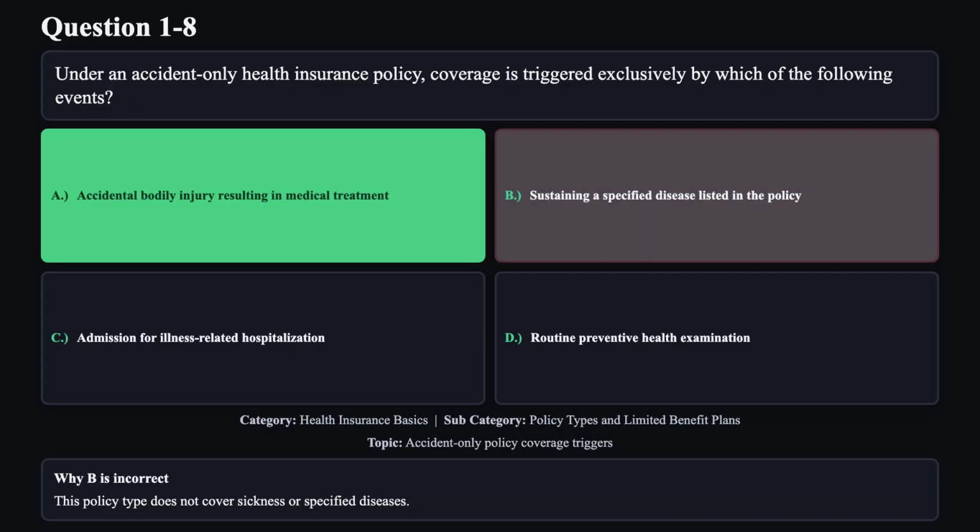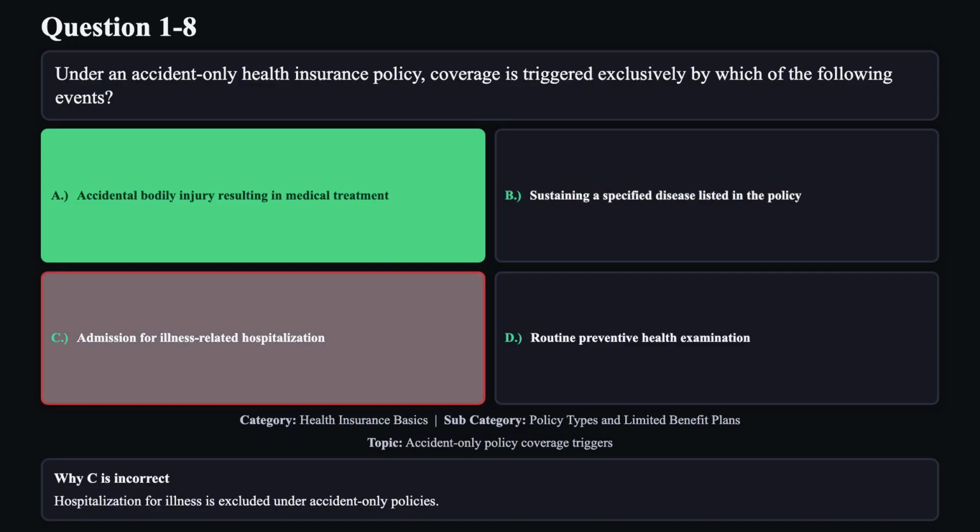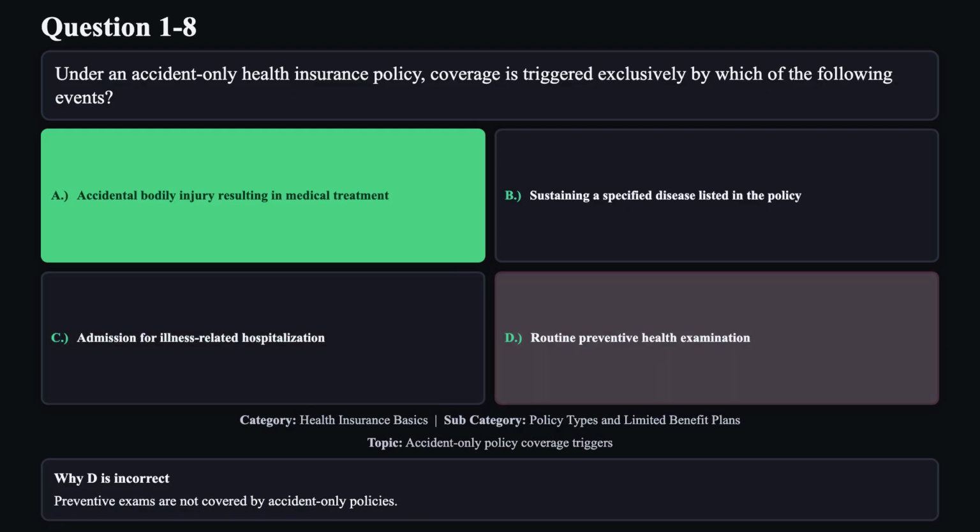Reason B is not correct. This policy type does not cover sickness or specified diseases. Reason C is not correct. Hospitalization for illness is excluded under accident-only policies. Reason D is not correct. Preventive exams are not covered by accident-only policies.